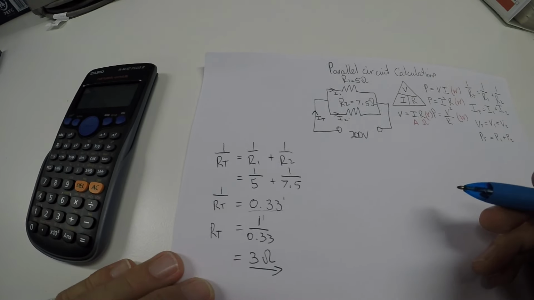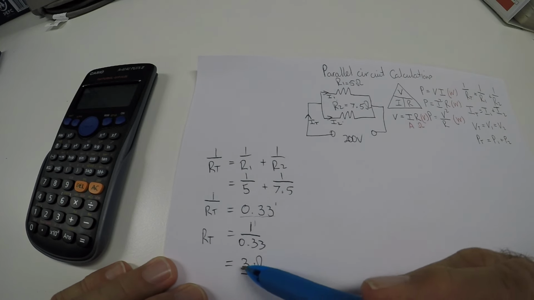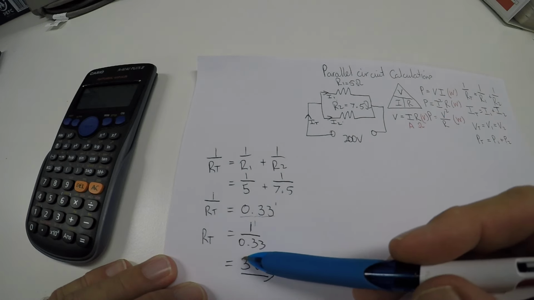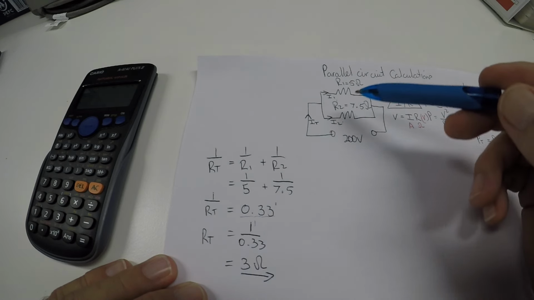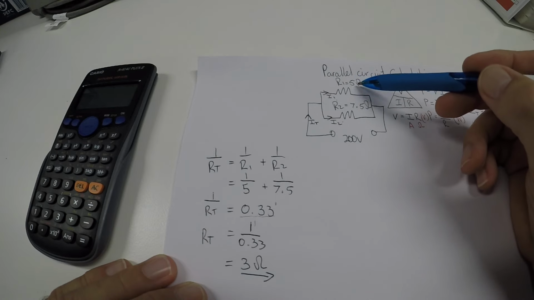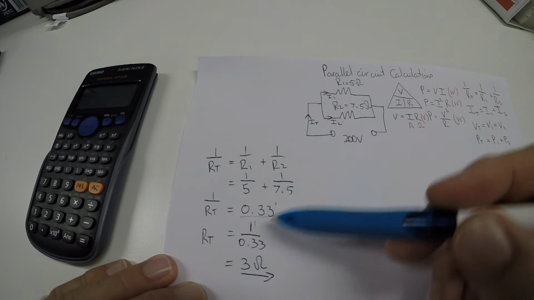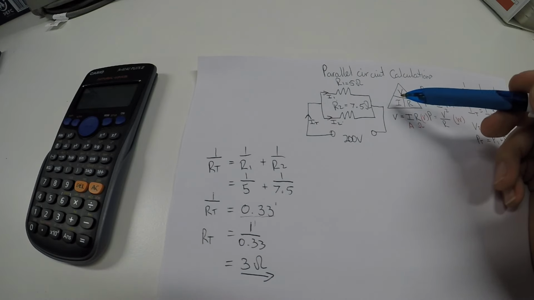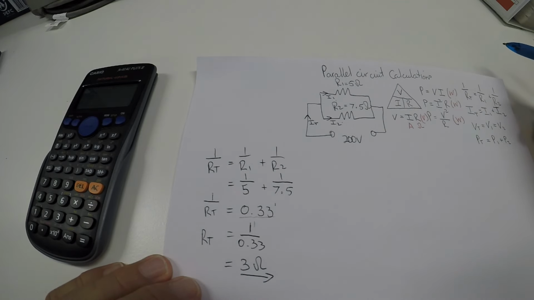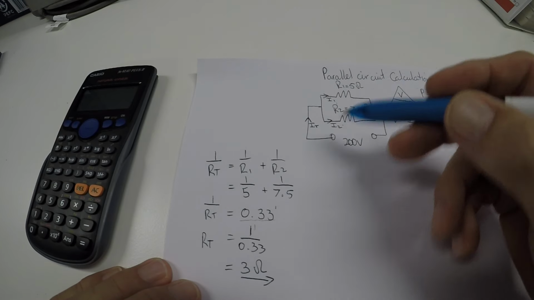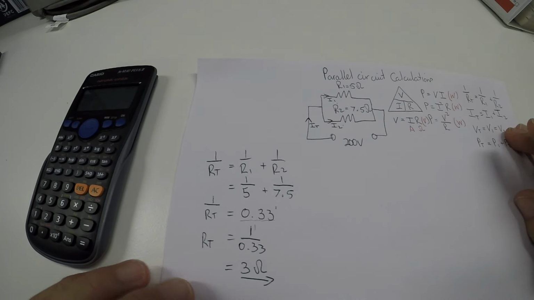What we need to recognize here as well, which is very important, is that one of the rules to know your answer is correct is that the total resistance will always be less than the smallest resistor. In this case we have 5 ohms as the smallest resistor, so it makes sense that the 3 is less than the 5 ohms, which means at the moment I've probably done the correct calculations. This is just one way of checking as I progress through my calculations.